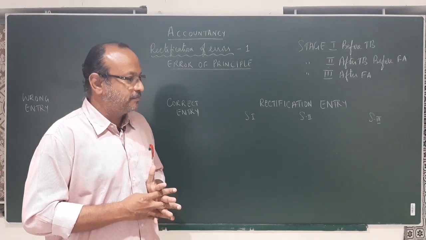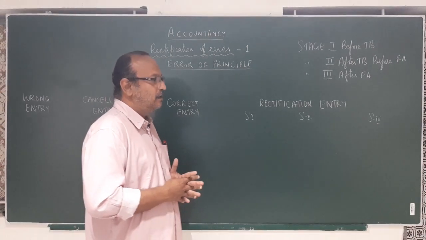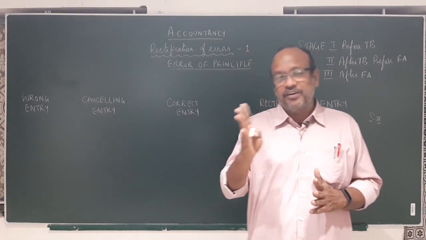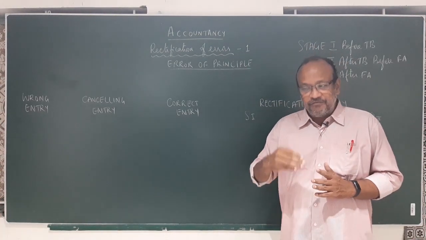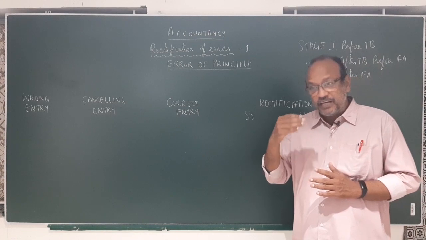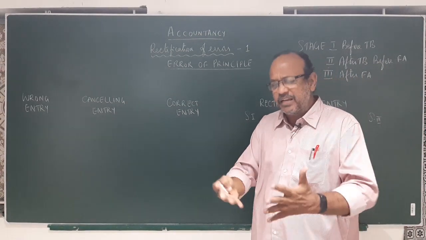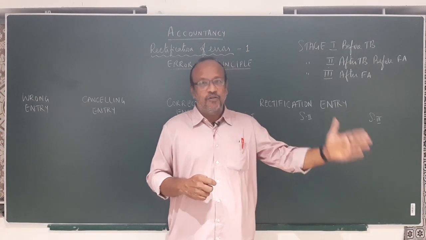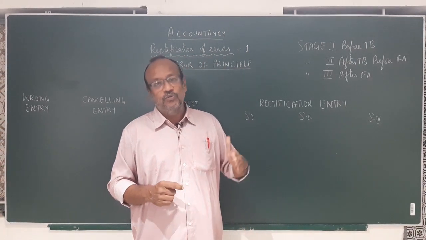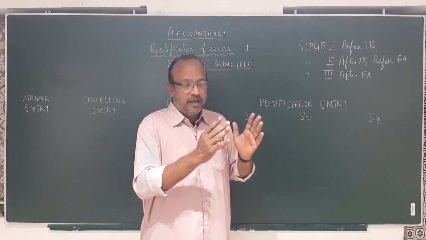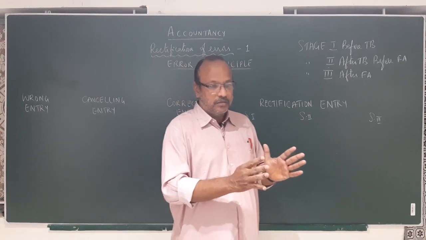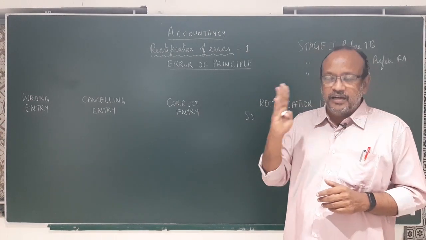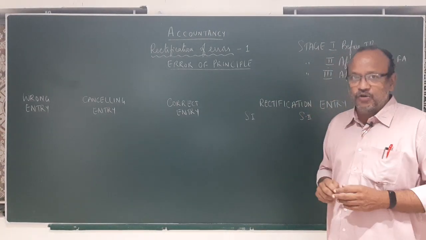These errors, whatever be the error, have to be rectified whenever we trace them. Whenever we come across or understand that we have committed some errors in the books, immediately we have to rectify it, not waiting for the accounts to be finalized or for the trial balance to be prepared. As and when we locate an error, it has to be rectified. That is the fundamental rule.